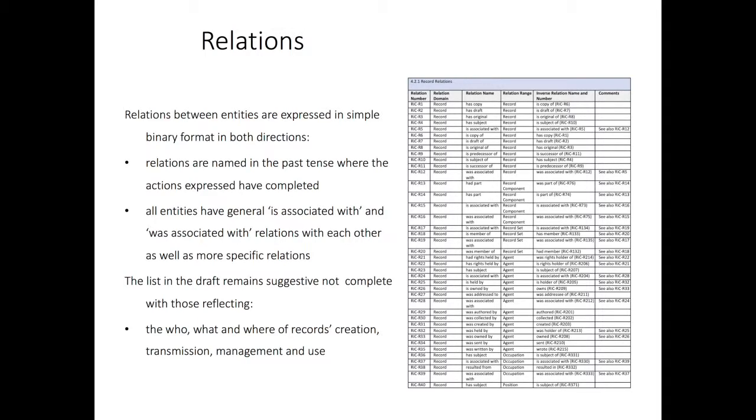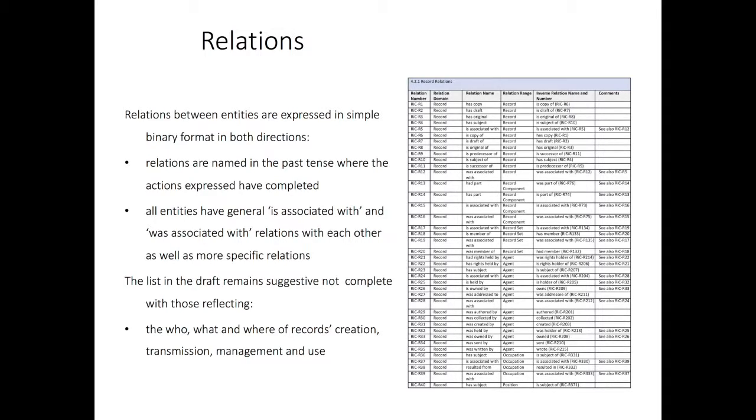As you have seen, they're in the form of simple binary relations in both directions. For example, "has subject" and "is subject of" between a record and an agent or a place. There are nearly 400 such bidirectional statements set out in the consultation draft. That is nearly 800 numbered entries when looked at entity by entity. When considering the list, though, there are a couple of things to remember.